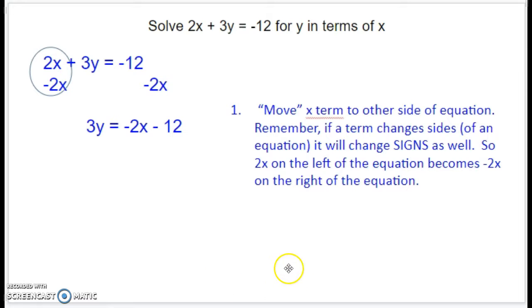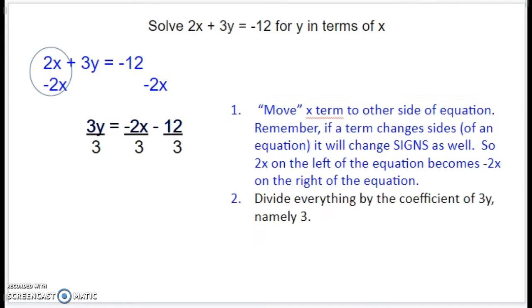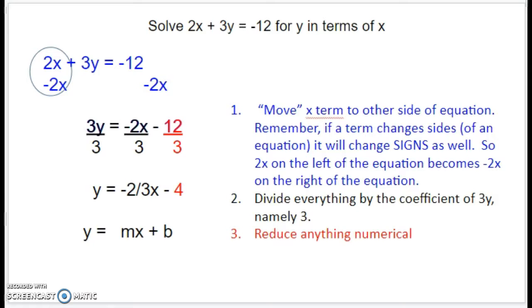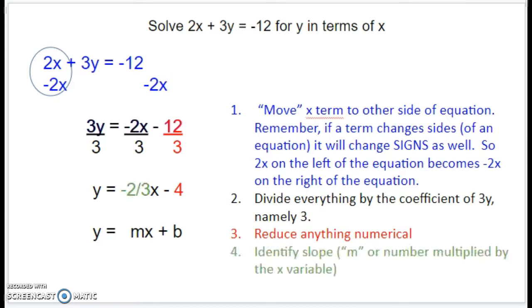Second step is we are going to divide by the coefficient of y, or the number in front of y. So we're going to divide everything. So you notice I have my fraction bars. I'm going to divide everything. The next thing we're going to do is reduce anything numerically that we can, and we notice that 12 divided by 3 is a 4. A negative 12 divided by a positive 3 is a negative 4. And we notice that the number in front of x is going to be my slope. So in this particular case, negative 2/3 is my slope or rate of change.